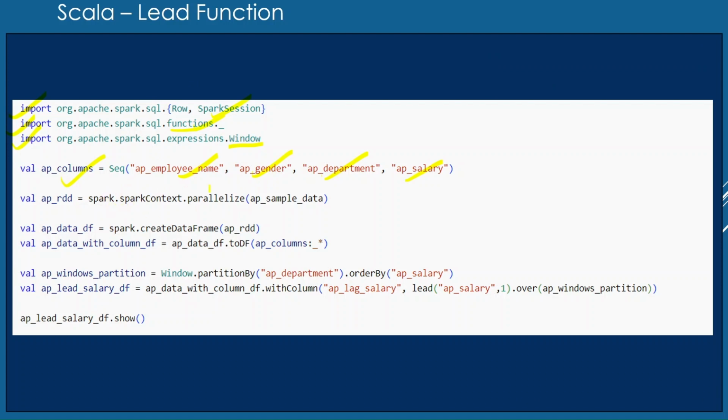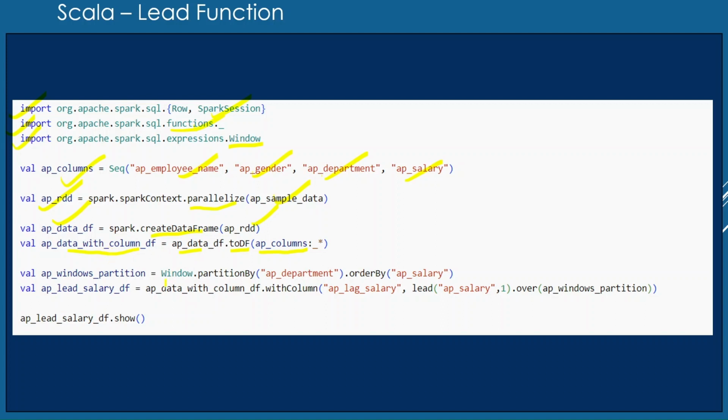Based on the sample data which we have created, which contains the list of data, we use the parallelize function to create the RDD. Once the RDD gets created, with the help of createDataFrame, by passing this RDD, we create a data frame. But this data frame does not have column names. To add the columns, we call the toDF function and supply this variable, which has the column names. So this data frame gets created, and it has the column names as well.